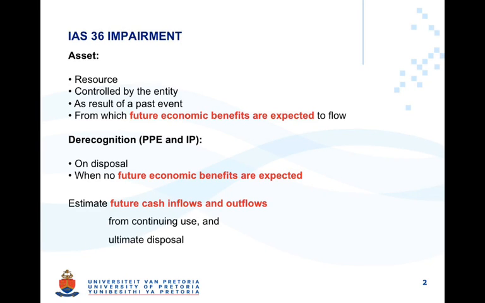In keeping with the concept of faithful representation as defined in the framework, IAS 36 ensures that assets are carried at no more than their recoverable amounts. This is consistent with the components of the asset definition referring to the future economic benefits expected to flow, or in IAS 36 terms, the recoverable amount.